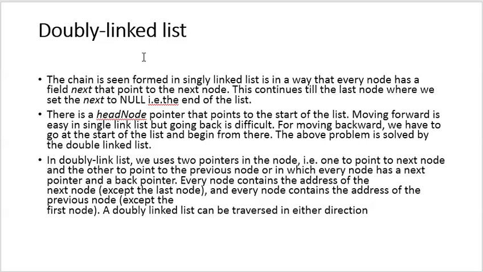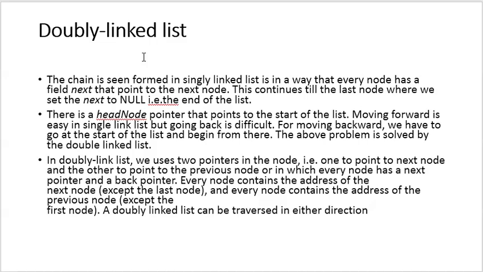The above problem is solved by the doubly linked list. In a doubly linked list, we use two pointers in the node, one to point to the next node and the other to point to the previous node. So in a single node, we will have two pointers, a next pointer and a back pointer.